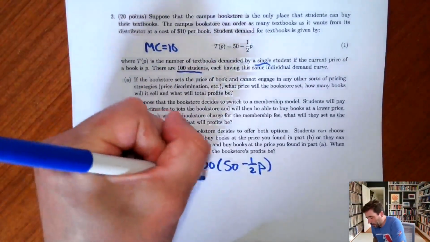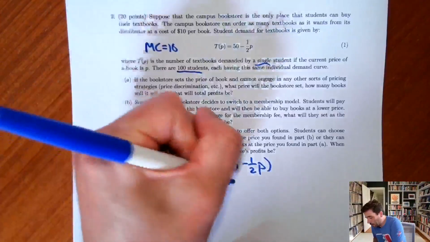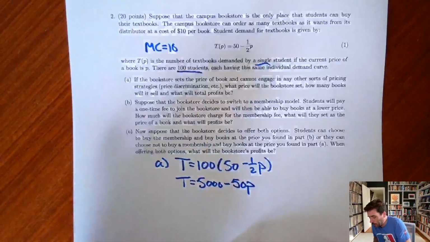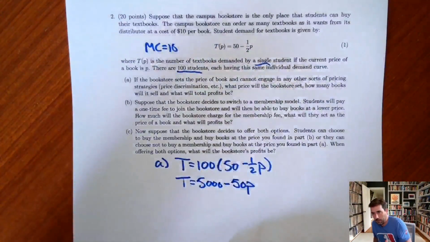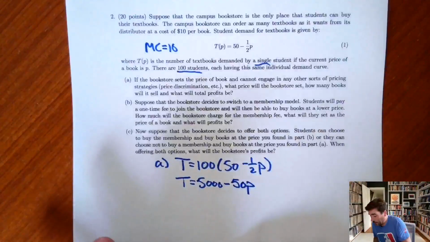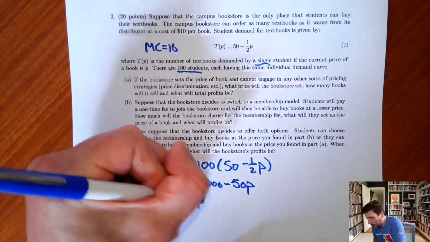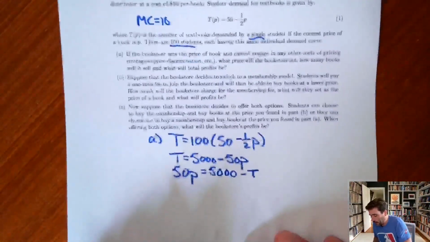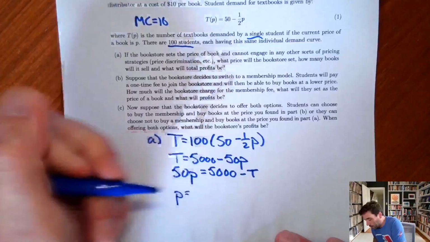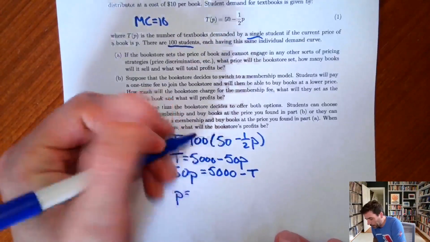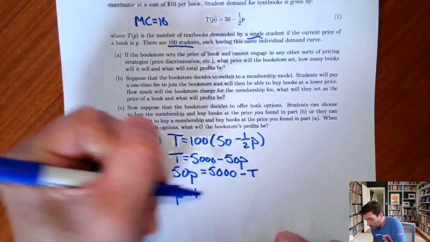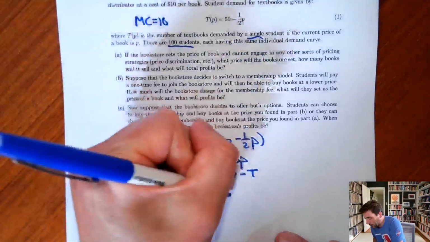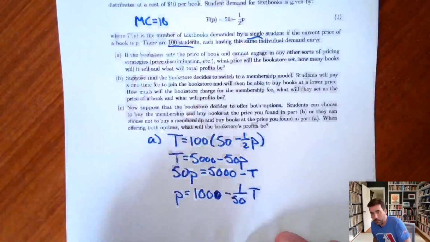So my total is going to be 5,000 minus 100 times 1/2, so minus 50p. I actually want to get the inverse demand function so that I can find the revenue function in terms of t, not in terms of p. So I'm going to move my 50p over to the left, my t over to the right, and now I can just divide through by that 50. What is that going to give me? That's going to give me 100 minus 1 over 50 times t.